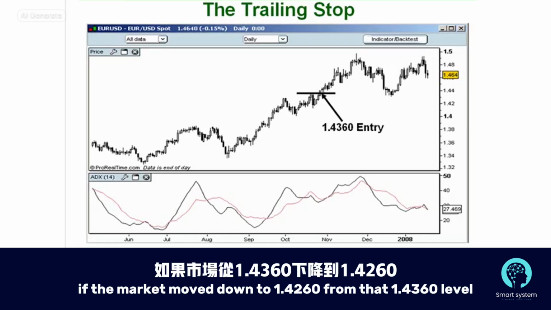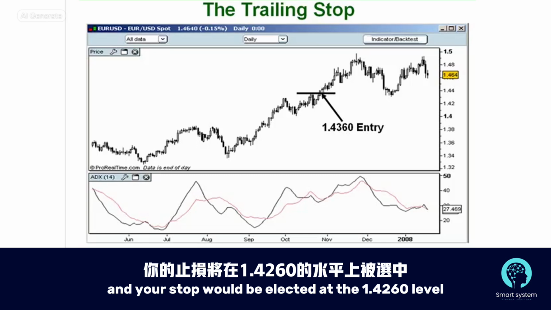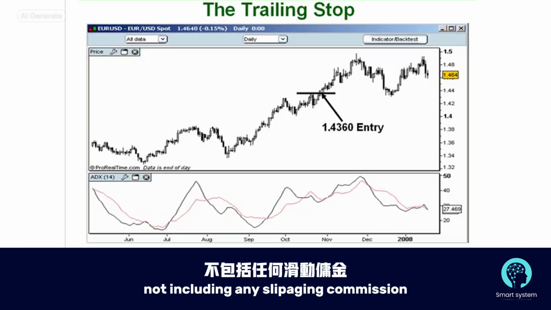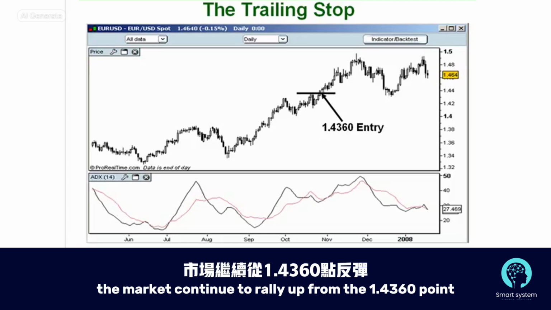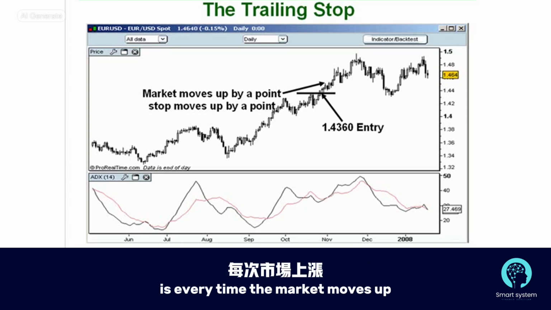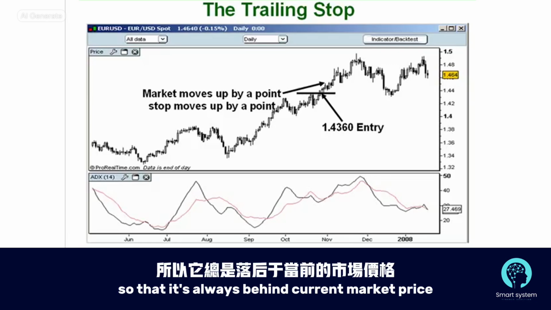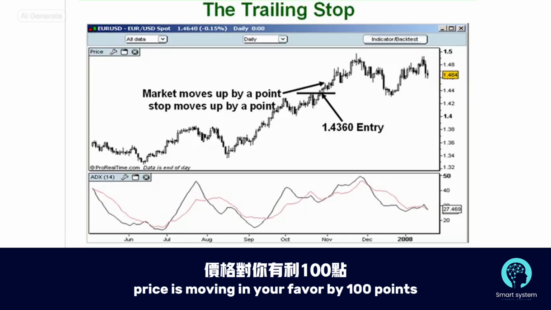If the market moved down to 1.426 from that 1.436 level, then nothing would happen to that stop, and your stop would be executed at the 1.426 level, taking you out of the market with a 100-point loss, not including any slippage or commission that may have occurred. As you can see from this chart, however, the market continued to rally up from the 1.436 point. So basically, every time the market moves up, that stop at 1.426 is also going to move up, so that it's always behind the current market price, as long as the current market price is moving in your favor by 100 points.